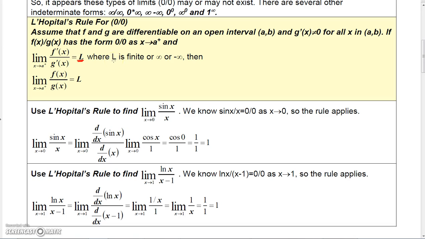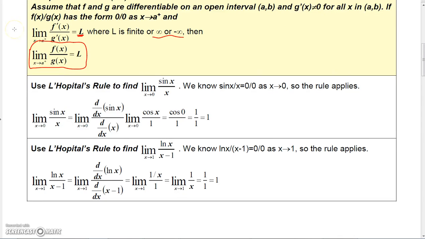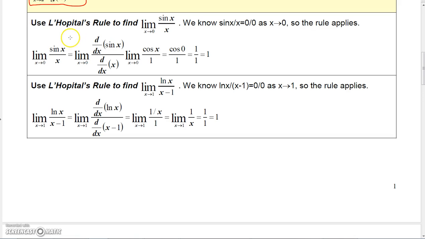and if this limit exists, where L is finite or one of the infinities, then the limit of the original function will be the same value. So if this limit was 5, then this limit would be 5. If this limit's infinity, then this limit's going to be infinity. So that's helpful in evaluating limits. So now that we have all of our differentiation rules, we can work all of these problems.